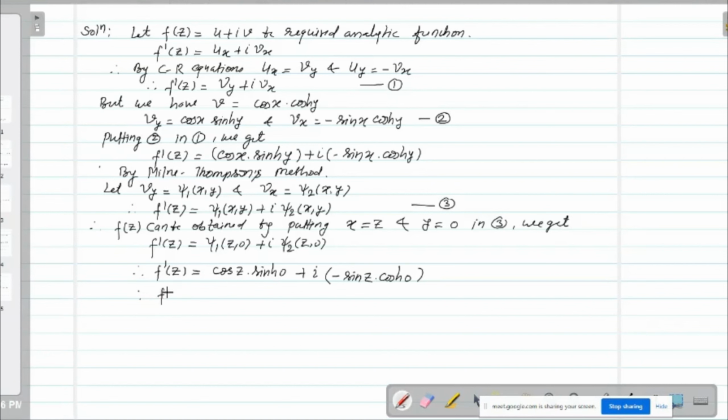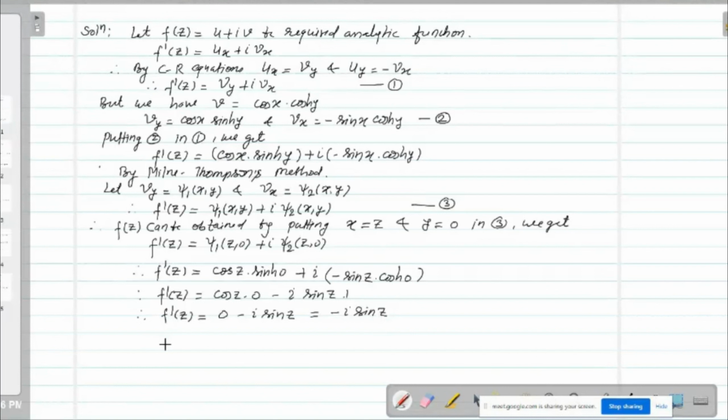So therefore f dash of z is equal to, see here sine 0 is what? 0. So we have only cos z into 0, and minus i times sine z cos 0, and cos 0 is what? 1. So from this you will get f dash of z is equal to 0 minus i times sine z. Okay, so this can be written simply as minus i sine z. So this becomes a function of z.